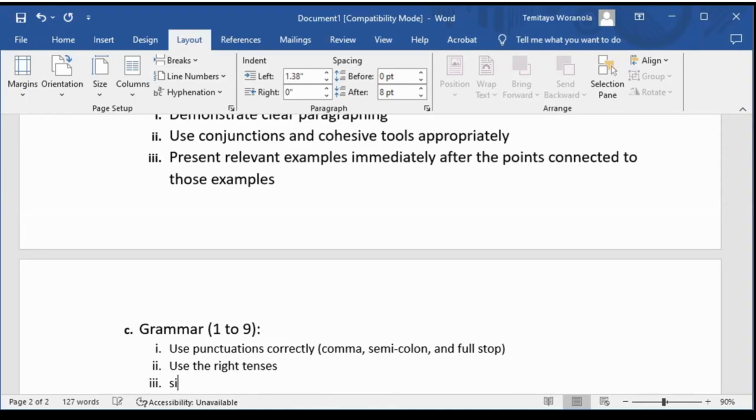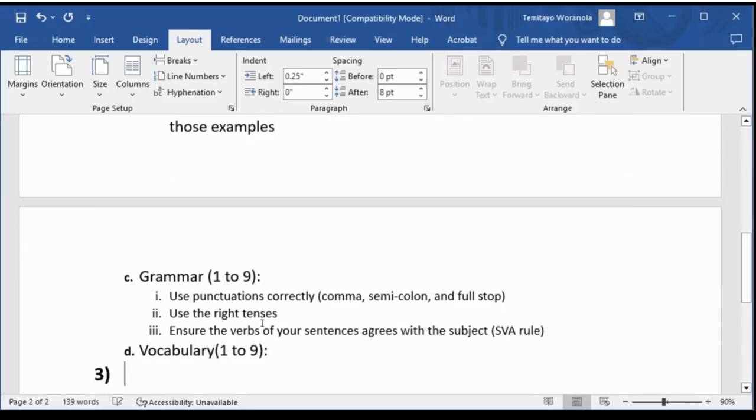Okay? Ensure that the verbs of your sentences agree with the subject. I call this thing the SVA rule, subject-verb agreement. The subject of your sentence must be in agreement with the verb. Now, somebody is wondering, what does that mean?